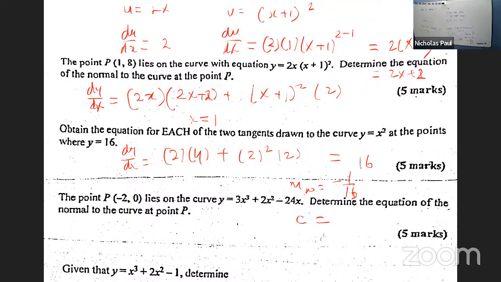What did you all get for C? The equation is y minus y1 equals m(x minus x1). What did you all get? 8 and 1/16. Same thing. So y is equal to minus 1 on 16 x plus 8 and 1/16, right? I like how you're doing this. Let's do one more.